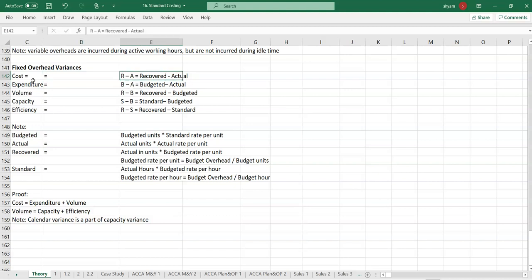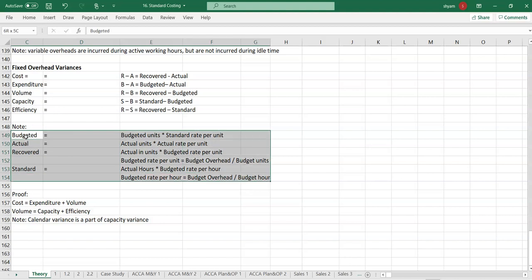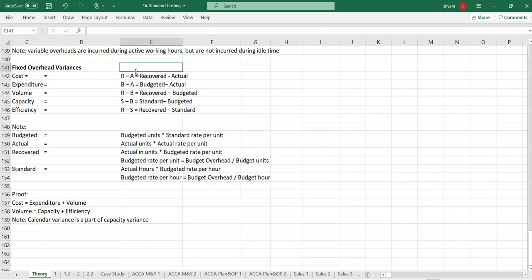The first one is cost, which is R minus A. Expenditure is B minus A, volume is R minus B, capacity is S minus B, efficiency is R minus S. Now what are these R, A, S, B? We have a separate explanation for that. B is budget, A is actual, R is recovered, and S is standard. First you have to work out this set of formulas, and only then can you apply them here and get the answer. So it is a lengthier one.